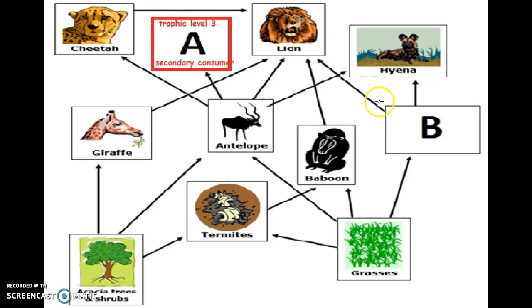So if we're looking at organism B, and I ask you for a trophic level, remember, once again, you're starting with the producers. So in this case, I'm going to start with the grasses. Okay, the producers are always going to take up trophic level 1. So if my grasses are trophic level 1 and I follow the food chain, I already know that organism B is going to be trophic level 2.